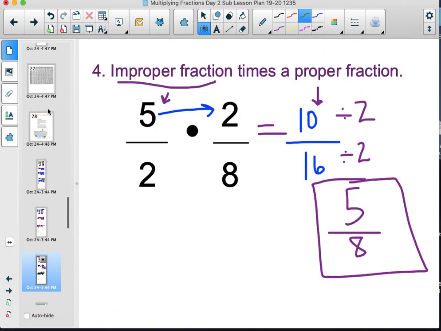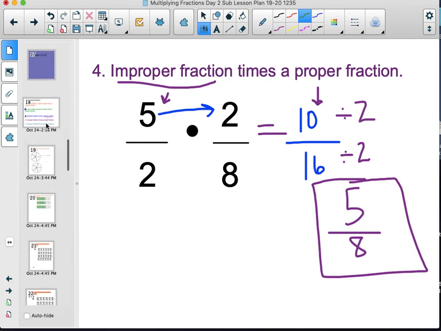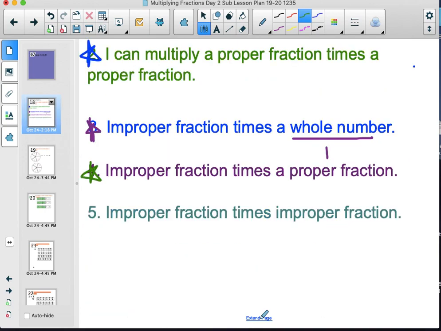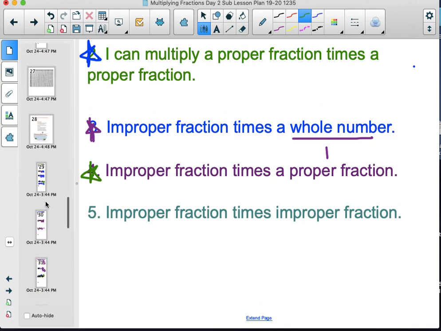So let's go back to goal 4, which is back in your list somewhere right here. If you understand how to multiply an improper fraction times a proper fraction, you can start that off. All right, last one for this video. Write down goal 5, which is improper fraction times improper fraction. Unpause the video when you're ready to go.